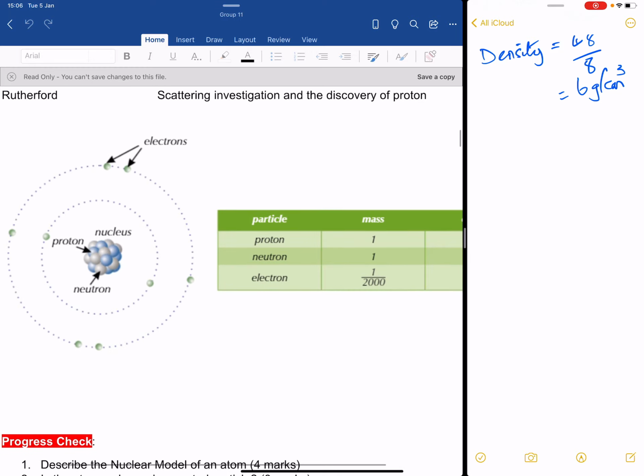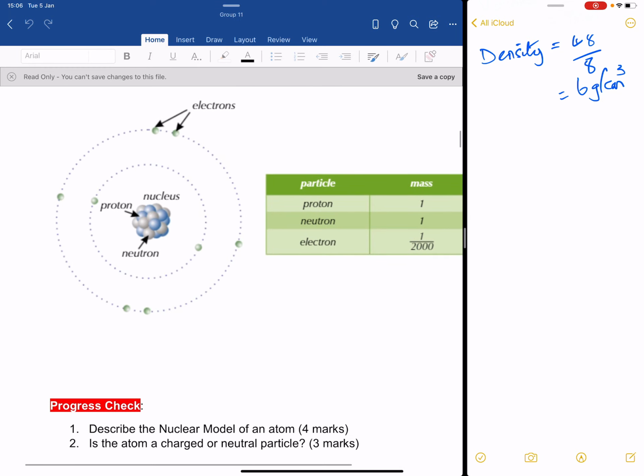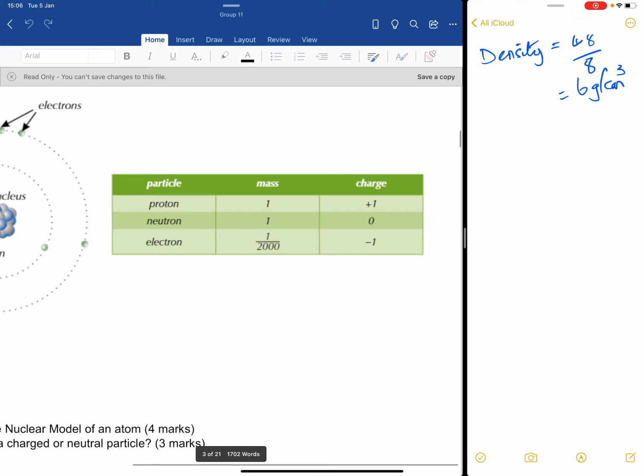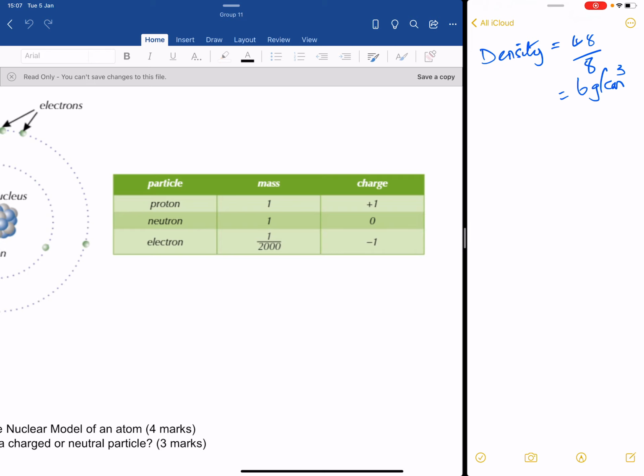And from that, this is now the nuclear model of an atom, where you have a central part called the nucleus that contains the protons and neutrons, and electrons orbit the nucleus. What you do need to know is the mass of each subatomic particle and the charge of each subatomic particle. As you can see, the mass of the electron is so small that it doesn't really make any difference to the mass of the atom. It is negligible. The mass of the atom is mainly concentrated around the nucleus.